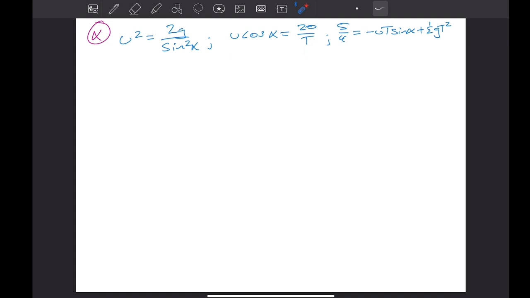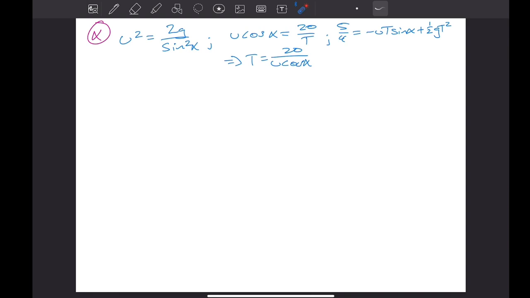It's probably easier to use this third one, simply because trying to find the values of t using this will be quite difficult. And we can't use this one to find t, so it would have to be this one if we're going to use this as kind of the main equation. So we'll rearrange the middle one to get t as the subject. We'll have t equals 20 over u cos alpha.